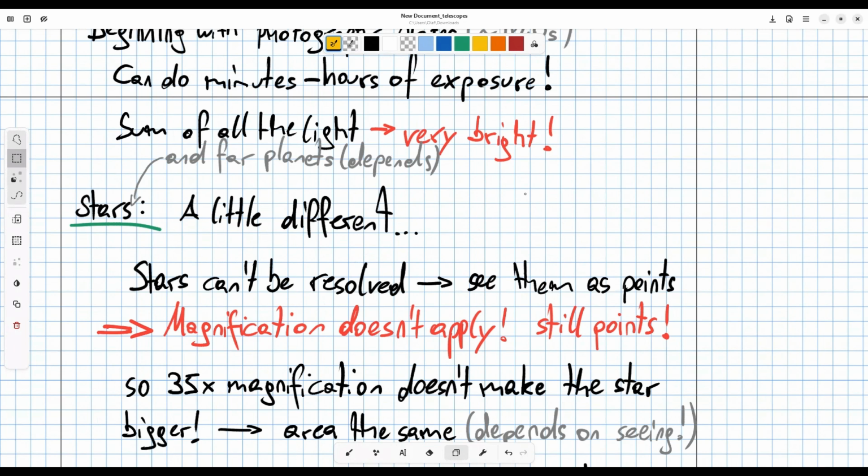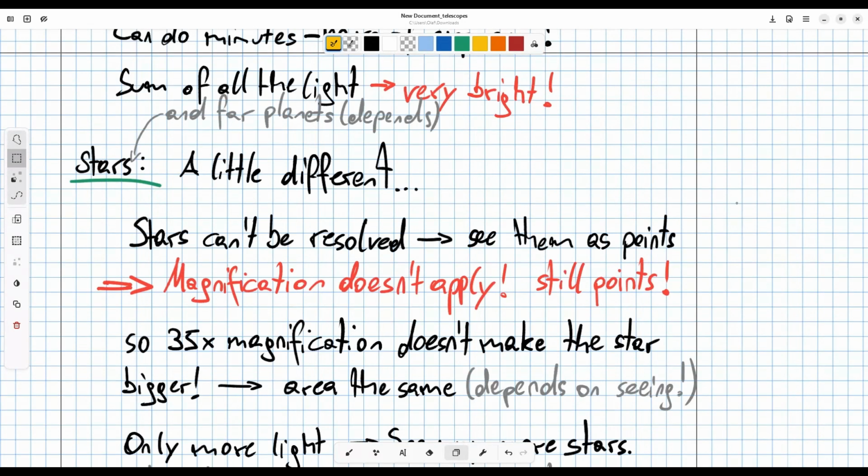But for stars, what really happens is stars can't be resolved. We see them as points. You can't magnify a point. A point has an area of 0. It's only dependent on your eye, on the optical instrument, in this case the telescope, and on the medium the light travels through, so on the atmosphere. So magnification with a point source doesn't apply. They're still points even if you magnify them by 1,000 times.